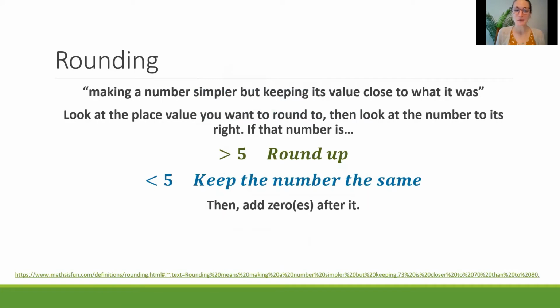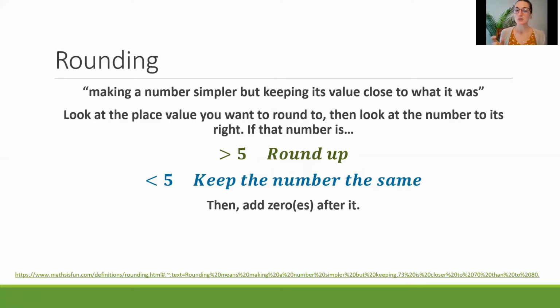So let's start with rounding today. Rounding is making a number simpler but keeping its value close to what it was. So in order to round, what you can do is look at the place value that you want to round to. So do you want to round it to the nearest 1,000, to the nearest 100, to the nearest 10, 1, 10th, or 100? You pick what would be the easiest value to work with. And you're going to round based on that place value and the number to its right.